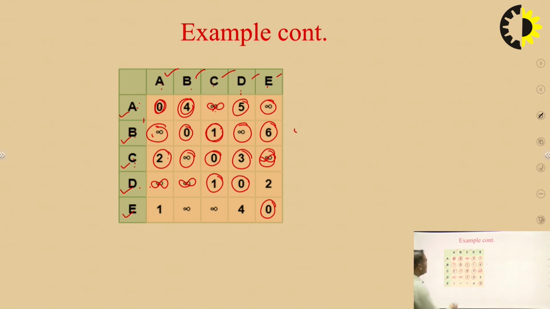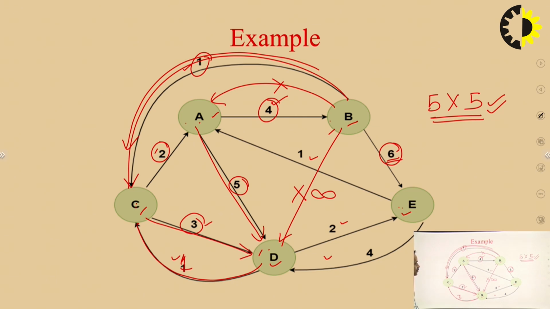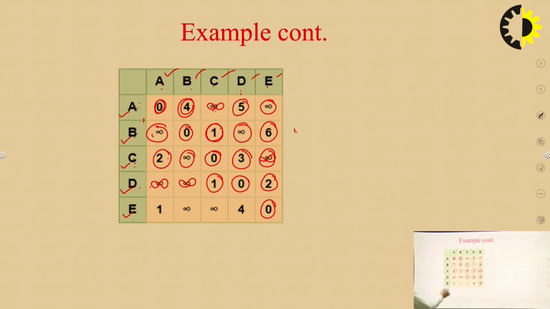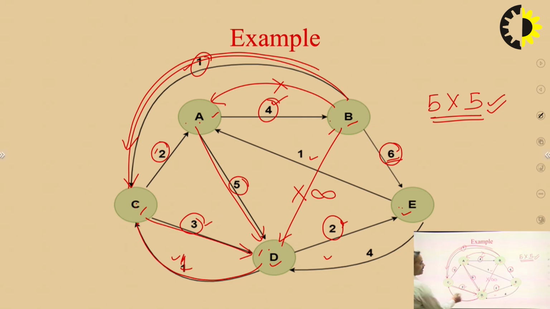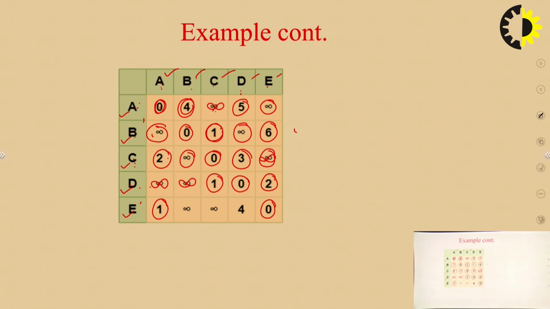The distance between D to E is 2. There is a directed edge between D to E and the value of the edge is 2. So we have to mark 2. And the distance between E to A is 1. There is a directed edge between E to A. So we have to mark 1 in the given construction matrix.